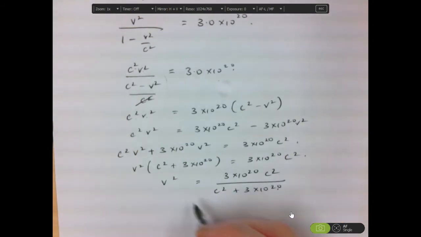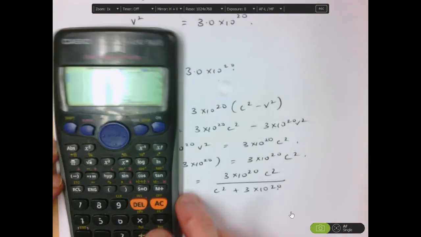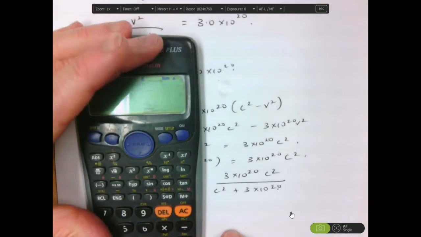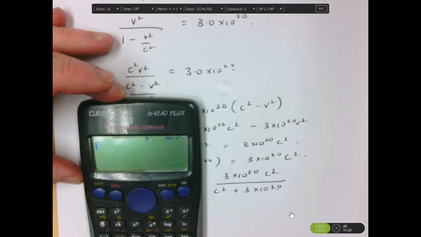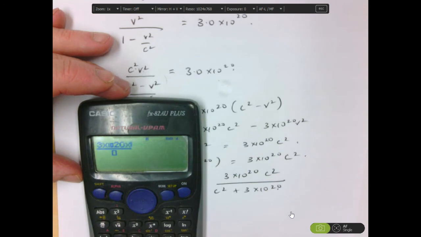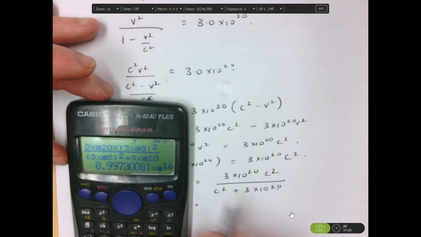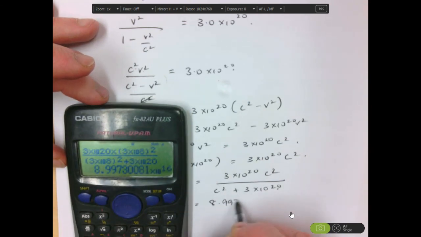Okay, now putting that into our calculator. This is going to be interesting. Let's get the shine off that screen. So it is 3 exponent 20 times c, which is 3 exponent 8, all squared. On the bottom is 3 exponent 8 all squared plus 3 exponent 20. And that gives us 8.9973 by 10 to the 16.